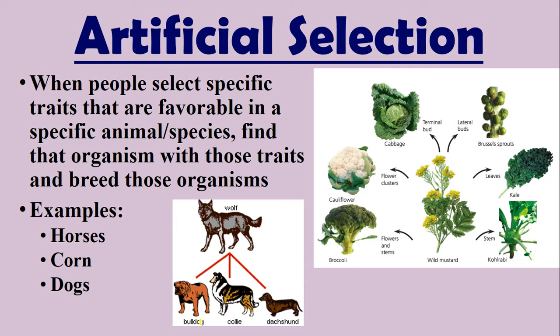Just so you know, Dachshunds were selected and bred to go into foxholes and get foxes out of burrows and stuff. We also did it with wild mustard into some of the food that people eat.